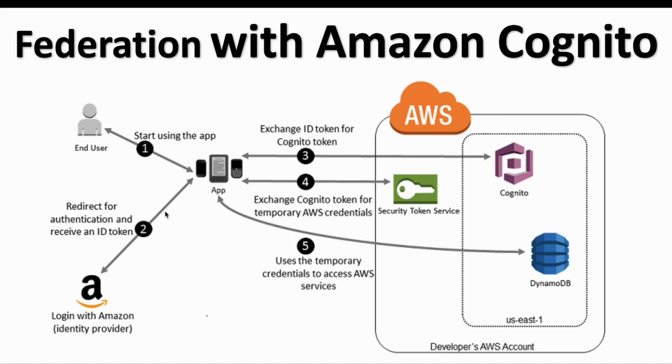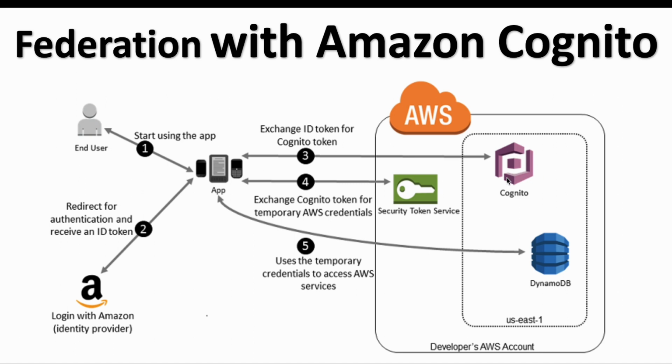So that will be redirected to your IDP. That might be Amazon, it can be Facebook, it can be Google. They will be providing username and password here, and they will validate all these things, and it will provide an ID token.